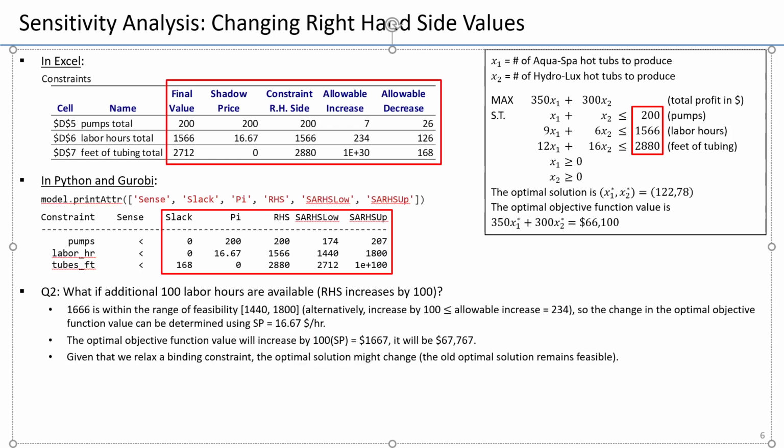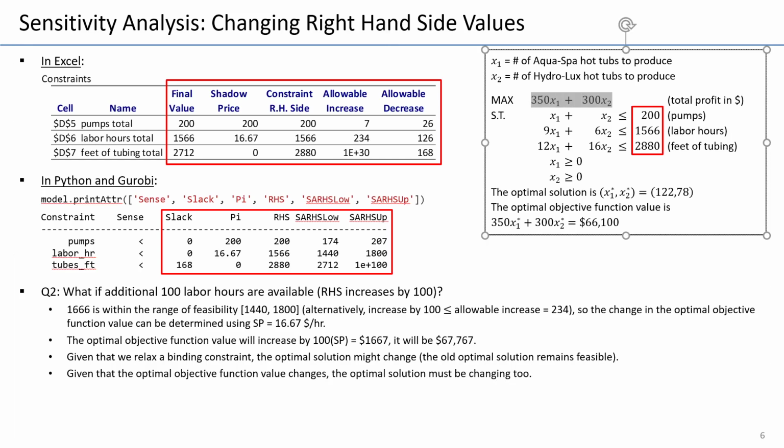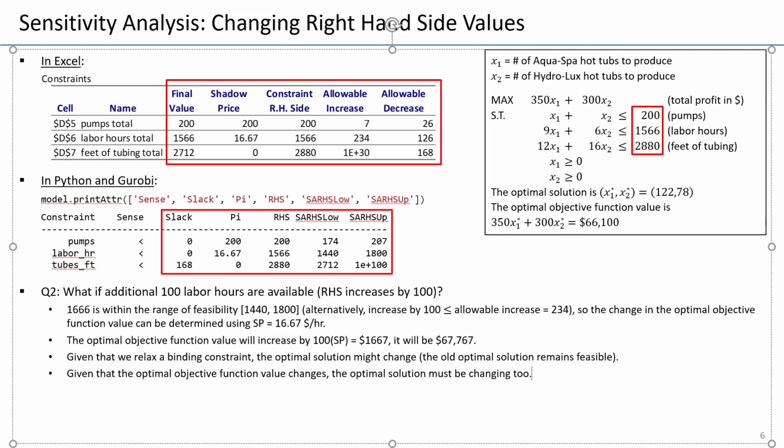It most likely will change, and we can be sure it actually changes because, given that the optimal objective function value changes, the optimal solution must be changing too, right? Why? Because if the value of this function just increased and we have not changed 350 or 300, those coefficients, then something must be changing in x1 or x2 or both of them, right? In many cases, in fact, both of those variables will change, but one of them might increase, another might decrease.